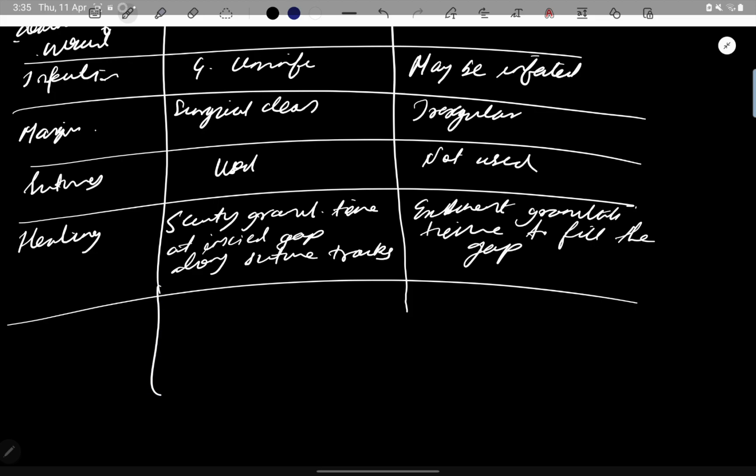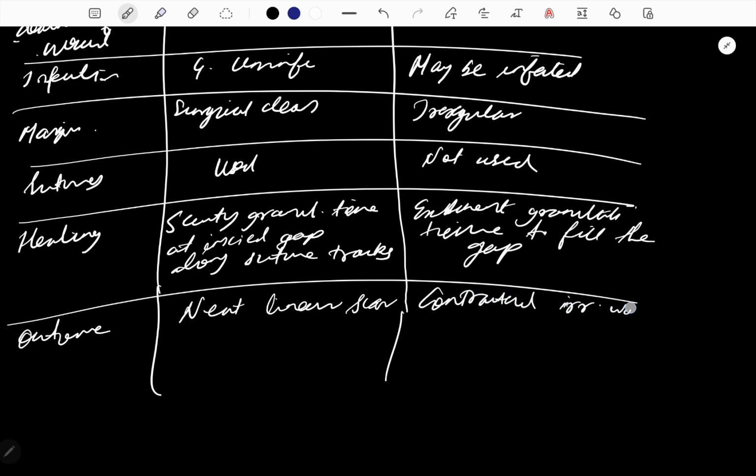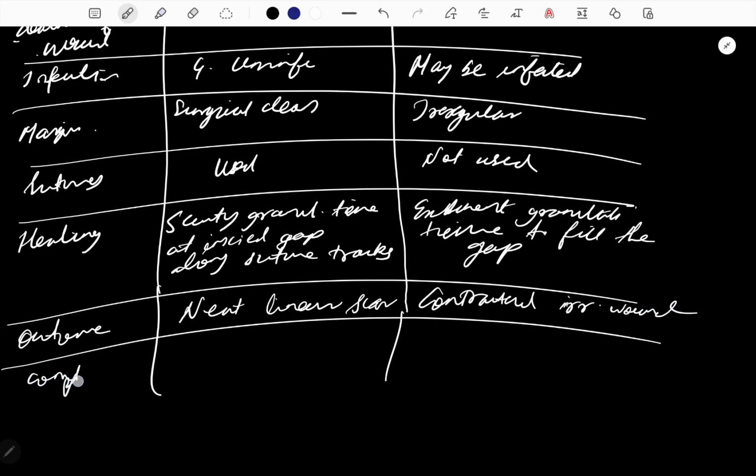Easy. Now moving towards the next point, the sixth point, which is outcome. The outcome in primary union would be a neat linear scar, as I mentioned earlier in this video also. In the secondary union, it would be a contracted, irregular scar. Complications: in primary union, infrequent cyst formation or epidermal cyst formation. In secondary union, it is suppuration.